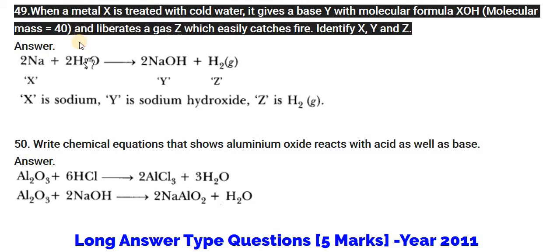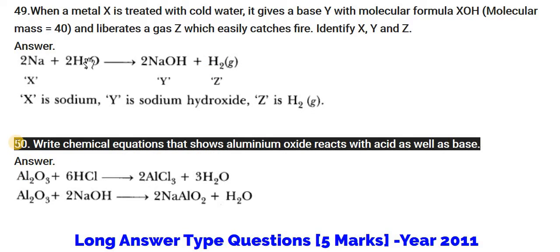When Na reacts with cold water, H2O, it forms NaOH, meaning XOH, and along with that, hydrogen gas is released, and this hydrogen gas easily catches fire. So the answer: X is sodium, Y is NaOH, meaning sodium hydroxide, and Z is hydrogen.